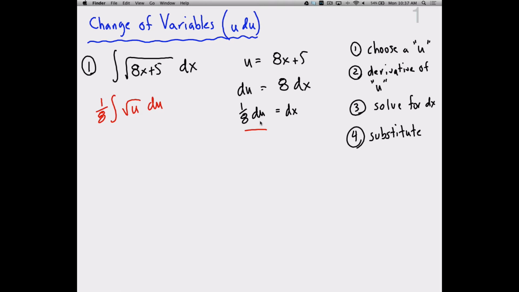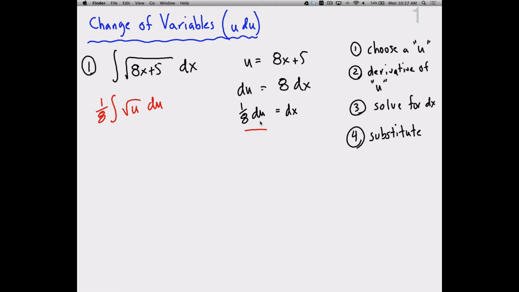Did I lose anybody there? Yeah, can you go over that again? Because that was weird. This 8x plus 5 is u, so that became this. Then I need to substitute for dx. What is dx equal to? Well, we said that dx is equal to 1/8 du, and since it's a constant, I just moved it out in front. Okay?